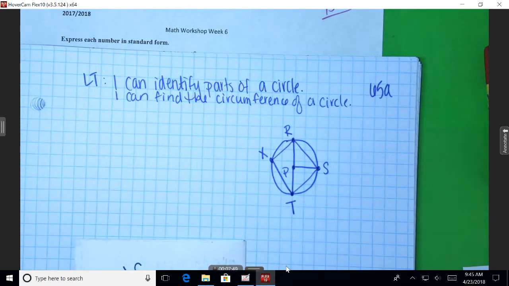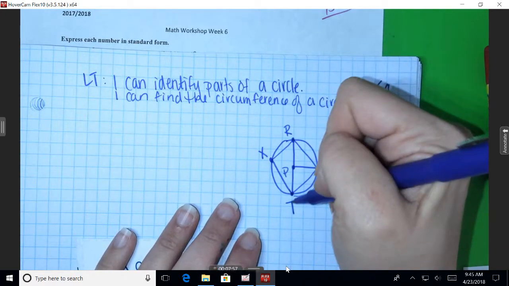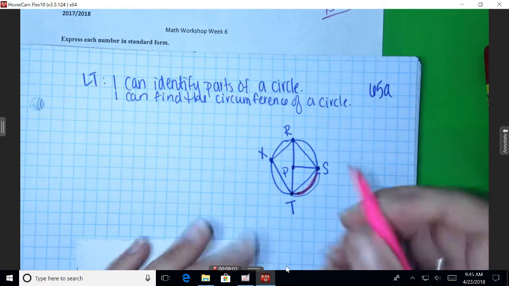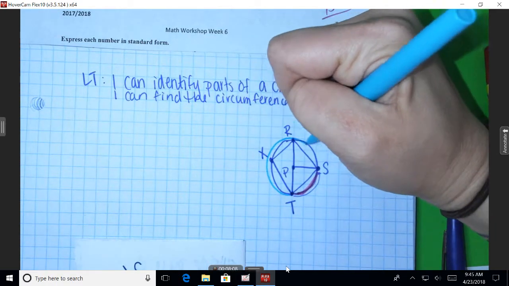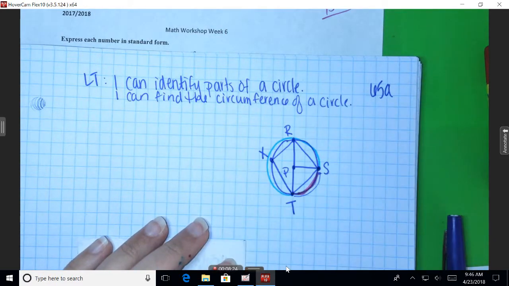All right, name an arc for me. TS. TS would be this arc right here. If it was TRS, where would it go? TR. You can use any of the 3 points. Is it not going through the middle of it? No, arcs are the outside. So it's like the outside piece of a pie. How would you write an arc? You would write TS with an arc over it.